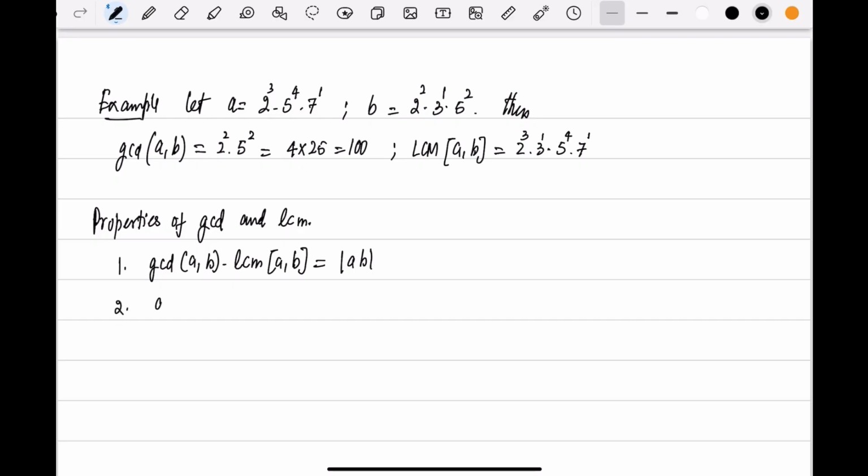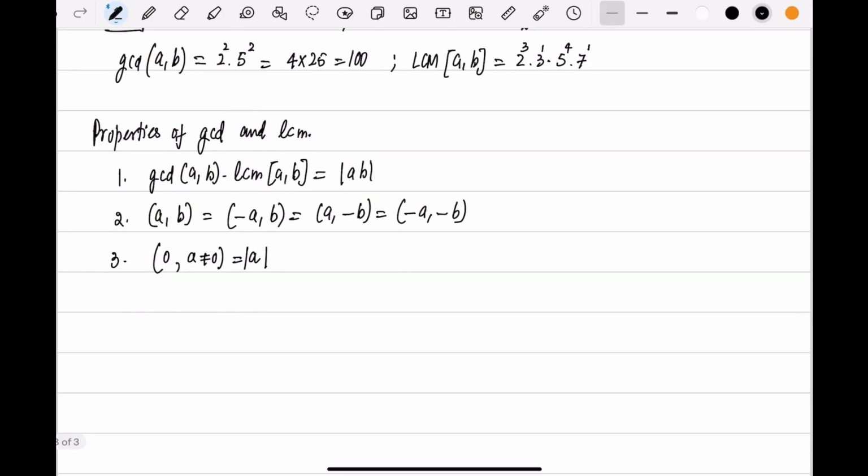Second, GCD of A comma B is equal to GCD of minus A comma B. This is also equal to GCD of A comma minus B, which is equal to GCD of minus A comma minus B. Third one, GCD of 0 comma A, where A is not equal to 0. This is always equal to modulus of A, because if A is negative, then plus A has to be the GCD.